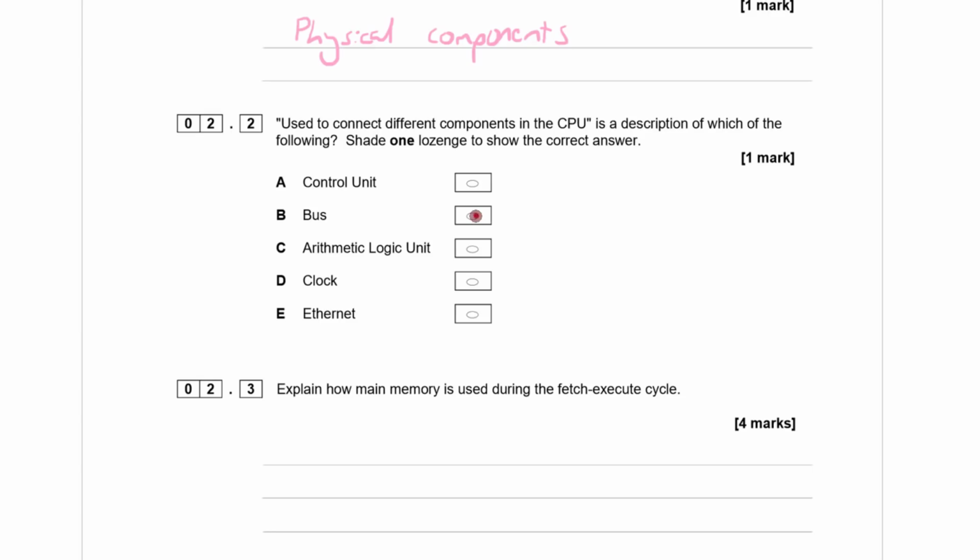So if the answer is bus, hopefully that's obvious. Bus is just the technical word for a wire. You can think of it as if it just connects different components and transfers data. The others have nothing really to do with that. The clock regulates buses, but it's not a connection. Now we have a slightly more interesting question.